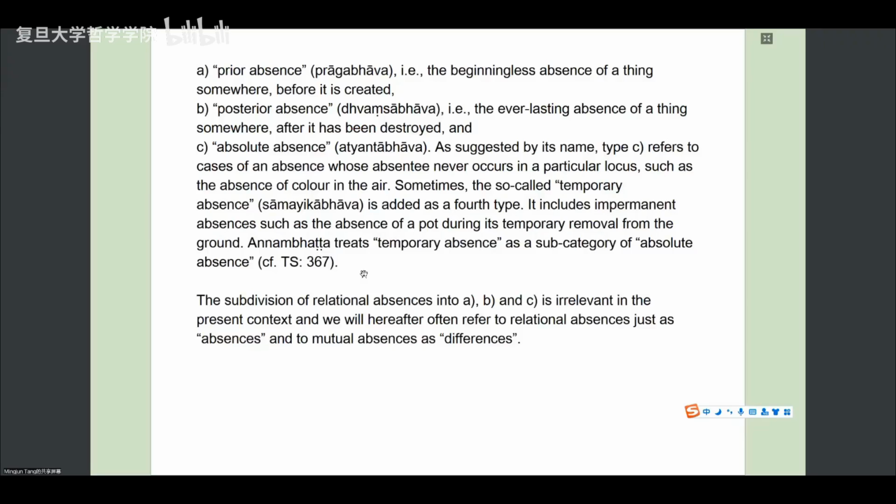But this subdivision of relational absences into A, B, and C is irrelevant in the present context, and we will hereafter often refer to relational absences just as absences and to mutual absences as differences, because these two expressions are used interchangeably, mutual absence and difference. So from now on, I will very often just talk about absence and difference, where absence means relational absence and difference means mutual absence.